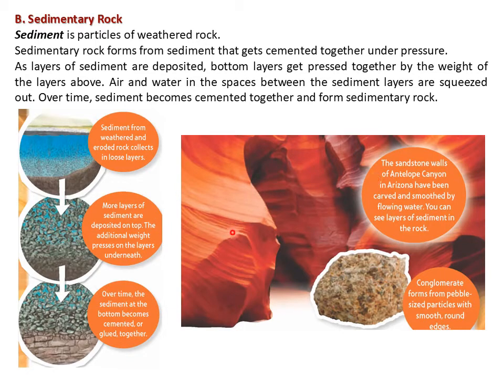In the second picture, we can see layers of sediment in the sandstone walls. We can also see a sedimentary rock called conglomerate that forms from pebble-sized particles with smooth, round edges.